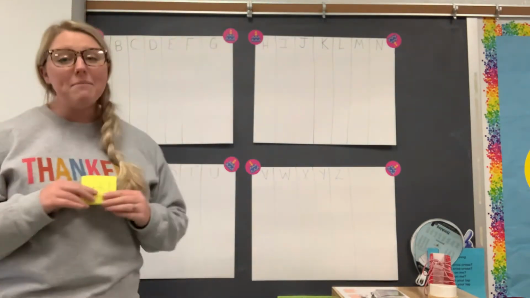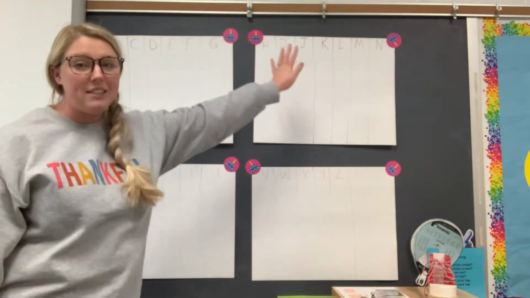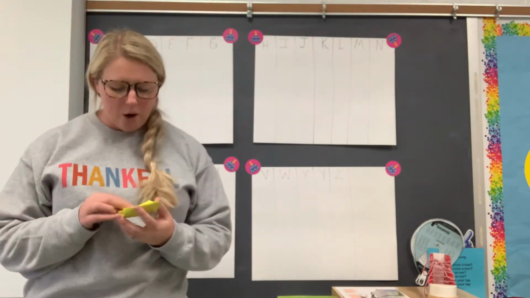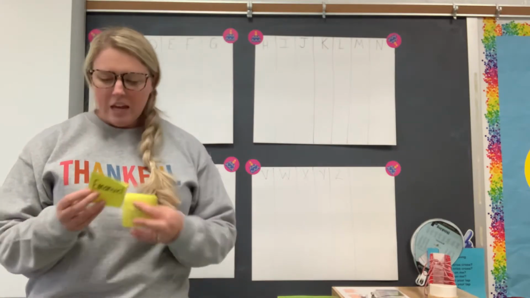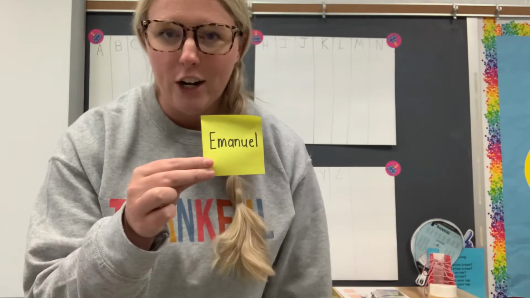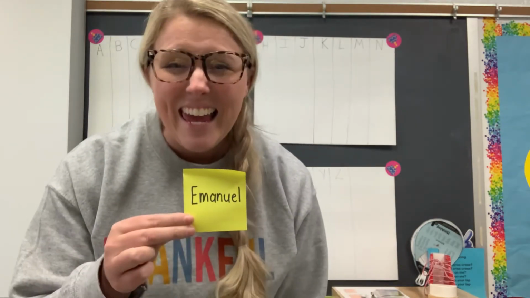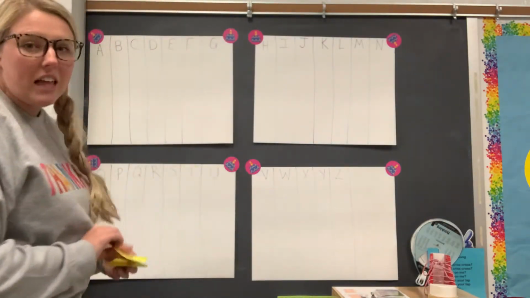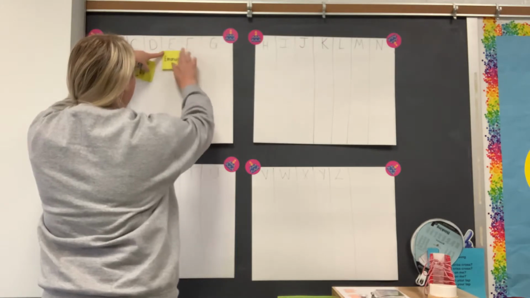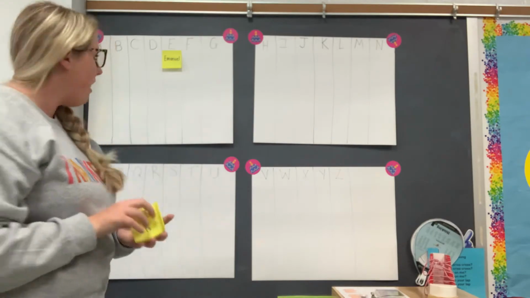So what I'm going to do is I'm going to show you a name. You are going to help me put it in the right category, okay, with the right letter. So let's start with this first one. This first one is Emanuel. What is the beginning letter in Emmanuel's name? What is this letter? E. So I'm going to come find the letter E and put Emmanuel's name here. We're sorting our name today based on the beginning letter. Okay?